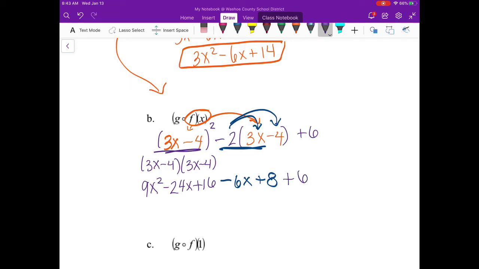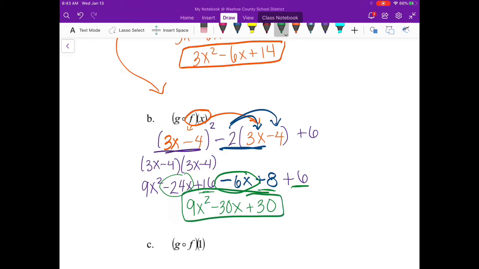And now we just combine like terms and simplify. So 9x squared cannot combine with anything. So then I have negative 24x minus 6x is negative 30x. And then 16 plus 8 plus 6 gives me positive 30. And that's my answer. That's your new function, g of f of x.